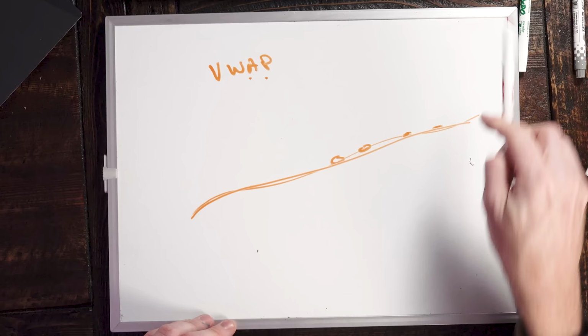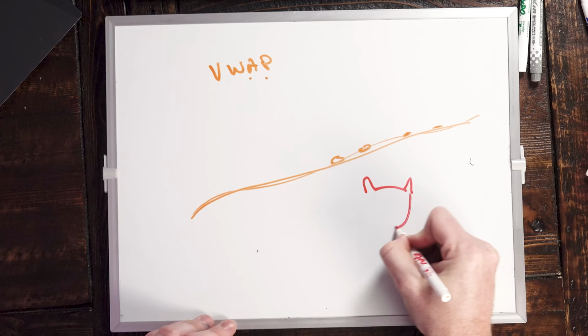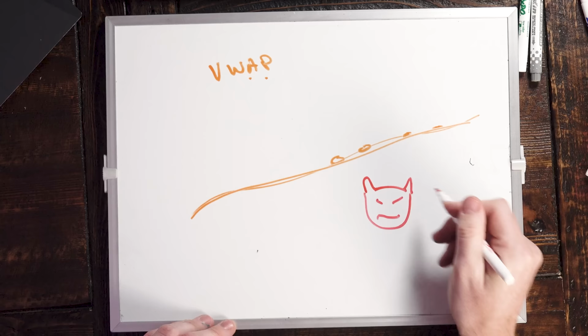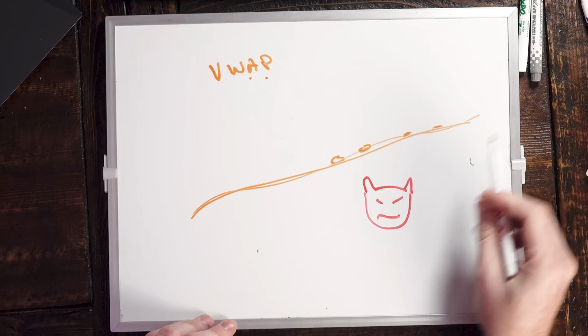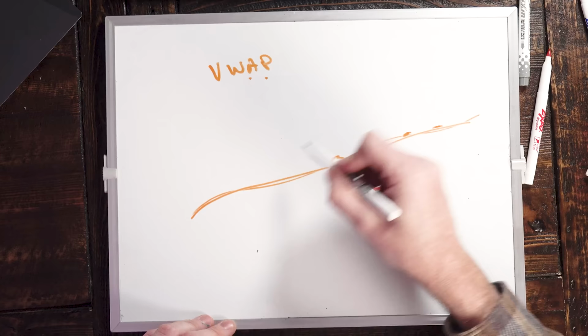This is going to be a picture of a bear. Okay, he's got like a little smirk. All right, that doesn't look a lot like a bear, but bear with me. So this is bearish. Now, if you're above the volume weighted average price, that's when you're bullish. I'm not even going to try to draw a bull. So that's when we're bullish. So we're green above, we're red below.